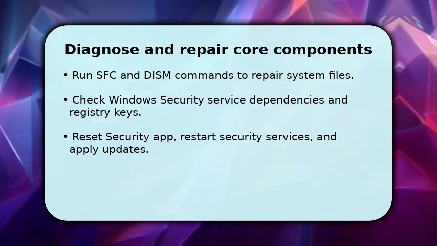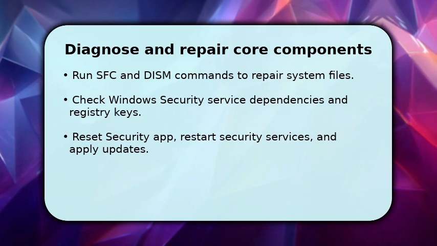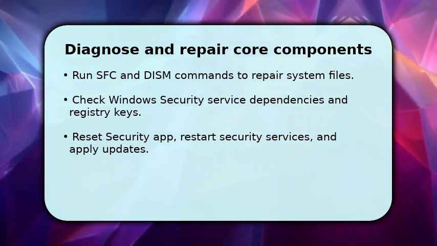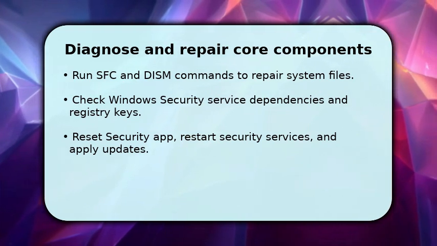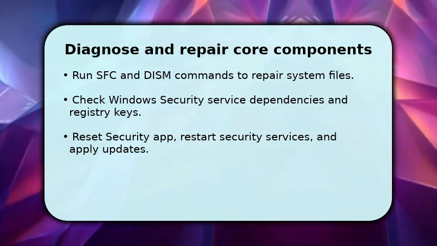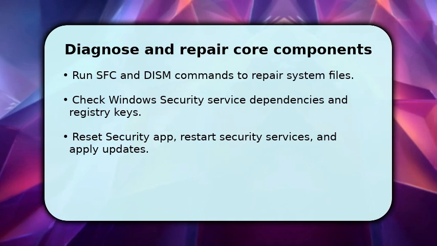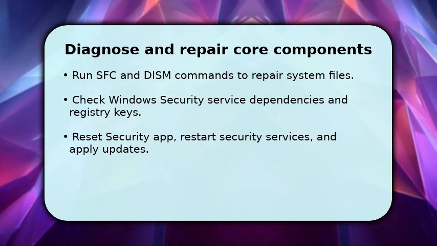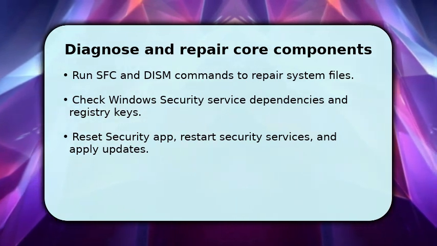After that, inspect the Windows Security Service and its dependencies in Services. Start or set them to automatic if needed. Make sure registry keys for Windows Security and related services are present and correct. Export before editing. Once you restart impacted services, apply pending Windows updates to ensure compatibility and stability, which often resolves lingering faults.